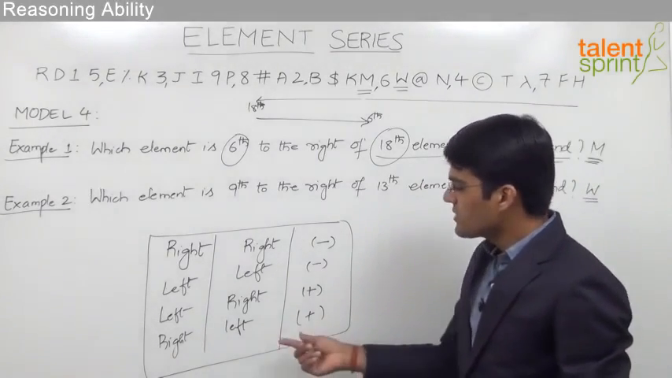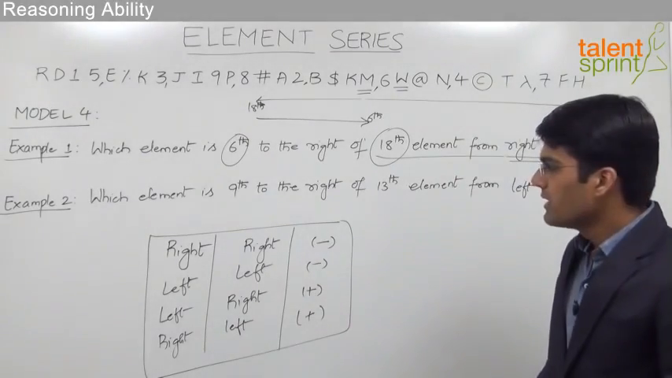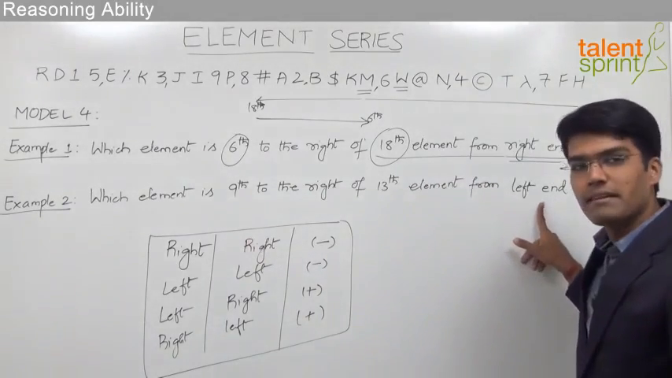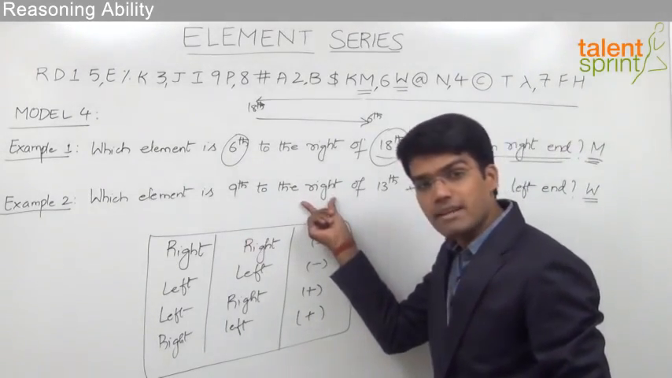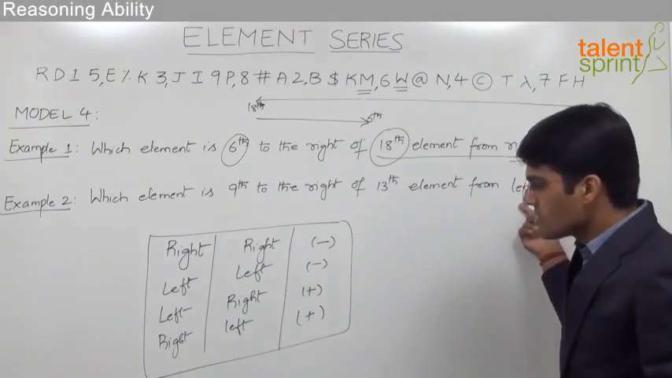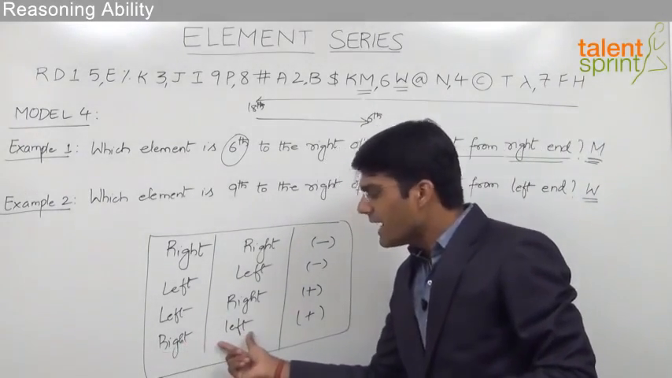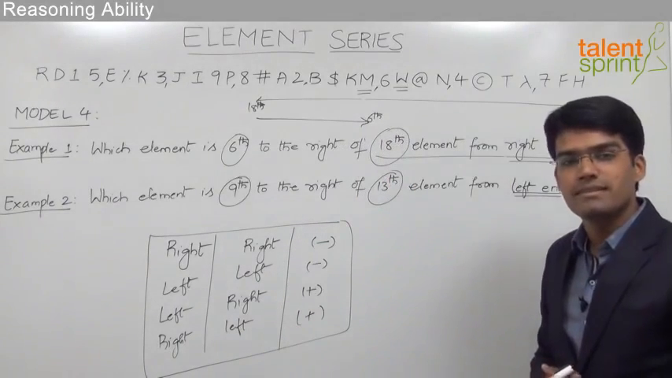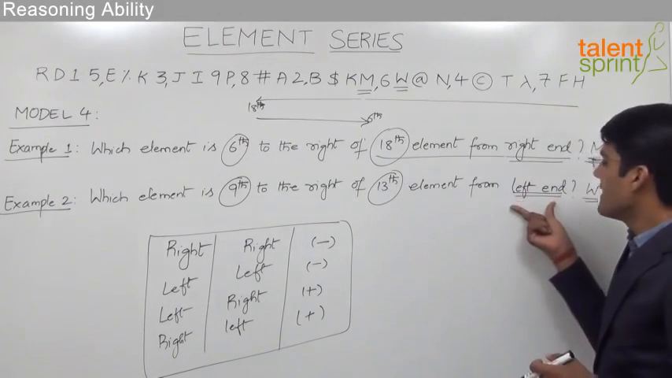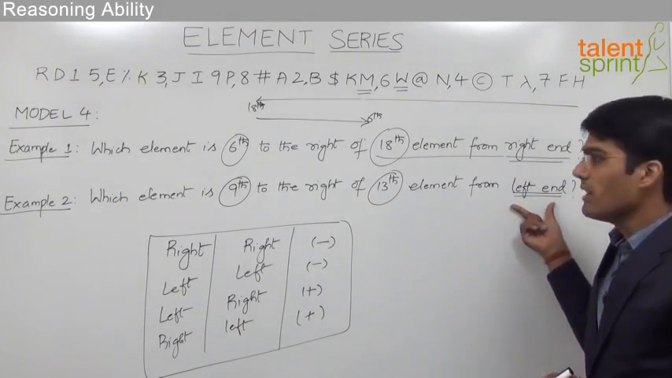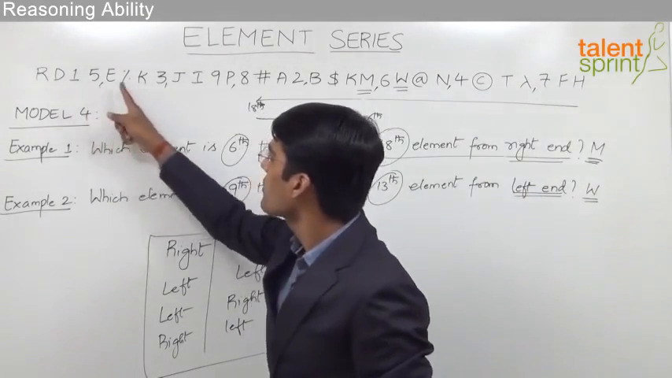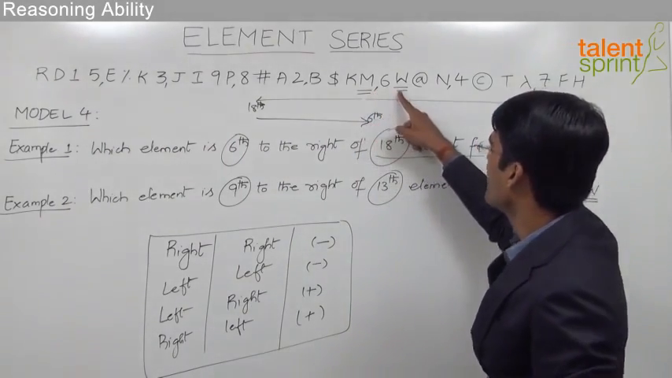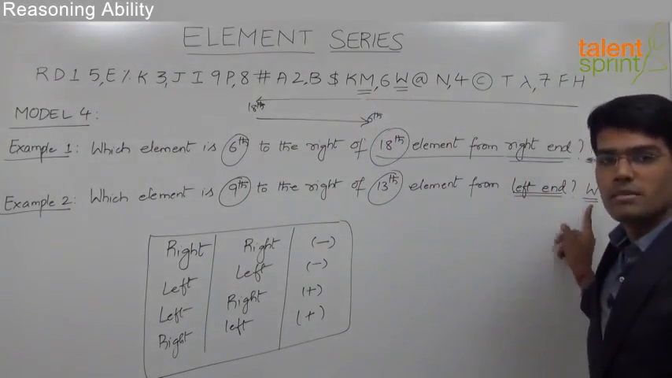Let us now see the application of this table in example number 2. The question here is: which element is 9th to the right of 13th element from the left end? Here we are talking about the right direction and from the left end. We know that when the direction is right and the end is left, the positions have to be added. So the answer here is 9 plus 13, that is the 22nd element from the left end, as left end is given in the question. The 22nd element from the left end is 4, 8, 12, 16, 20, 21 and 22, and that is what the answer was in the previous method.